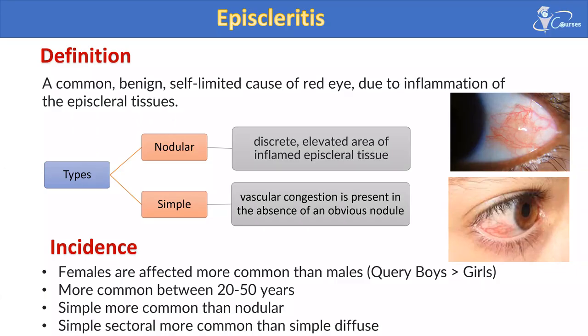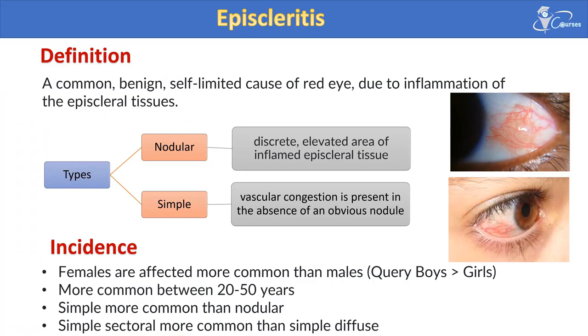So scleral disorders, we start with episcleritis. What is episcleritis? Episcleritis is a common, benign, self-limited cause of red eye due to inflammation of episcleral tissue. Every word here has its significance. It is a common condition, so you will encounter it very frequently in your practice. It's a benign condition, so it doesn't have complications. It doesn't need surgical interference. It has a good prognosis. It will be self-limited. One of the important causes of a red eye, and it is caused by inflammation of episcleral tissue.